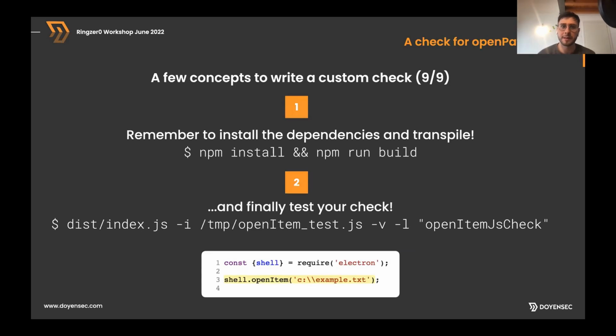And then you're done. So you should always remember after writing your check to install any dependency you used, and then use npm run build to transpile the code with Babel. If you like, you can test your new check, only your new check, by pointing the tool to a test file with -i, and by using the -l option to only run the new check.